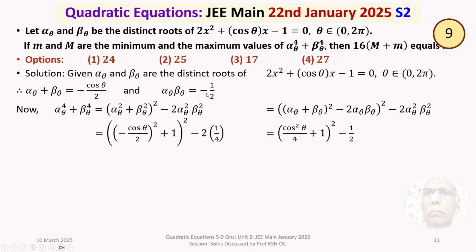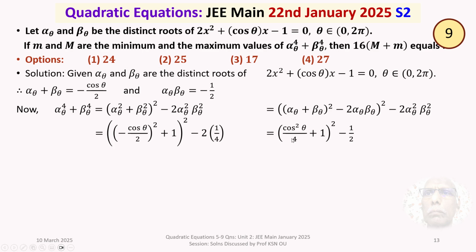Alpha theta beta theta is minus 1 by 2. Therefore, minus 2 times alpha theta beta theta is minus 1. Minus of minus is plus 1, whole square, minus 2 into alpha theta square multiplied by beta theta square, which is (1 by 2) whole square. Minus 1 by 2 whole square is 1 by 4. This is (cos square theta by 4 plus 1) whole square minus 1 by 2.